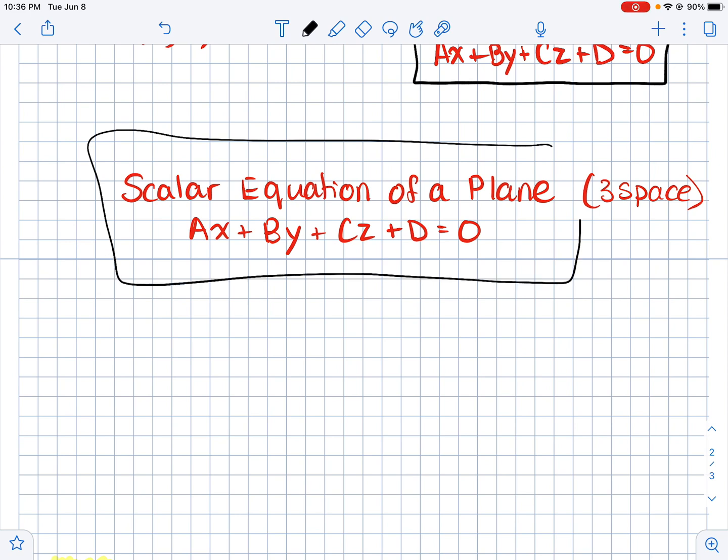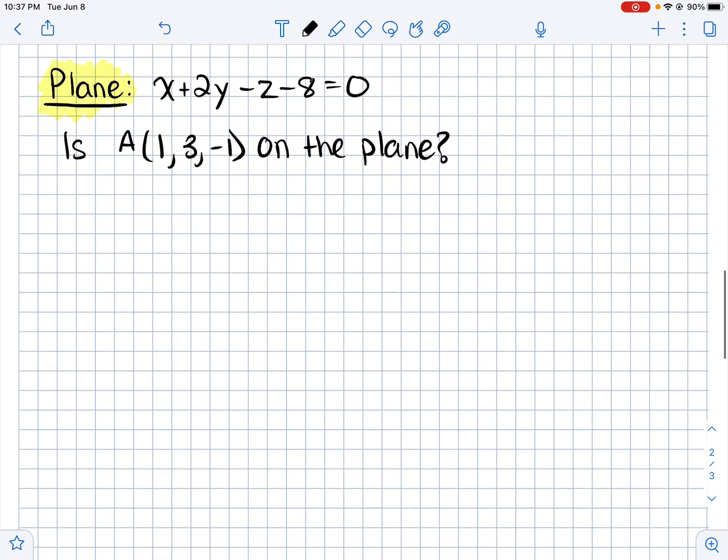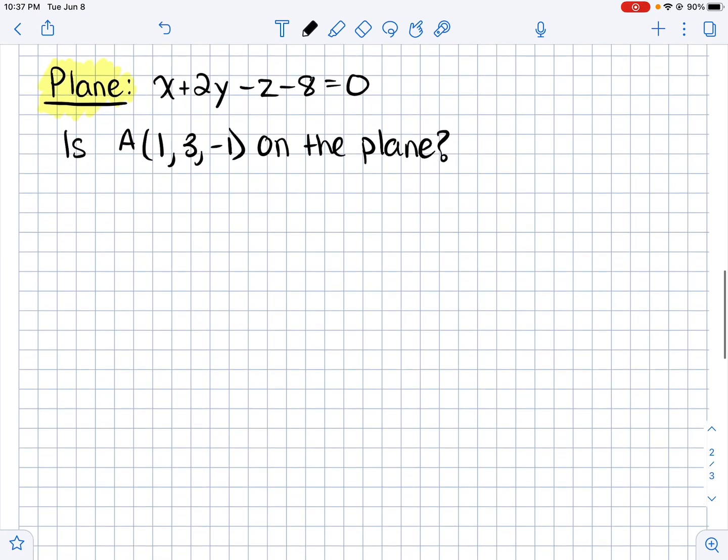Okay, so that brings us to this. The scalar equation of a plane in 3 space is ax plus by plus cz plus d equals 0. So that's how we write the scalar equation of a plane. Let's look at it more closely. Let me give you an equation: x plus 2y minus z minus 8 equals 0. There is the scalar equation of a plane. So this describes a plane in 3 space.